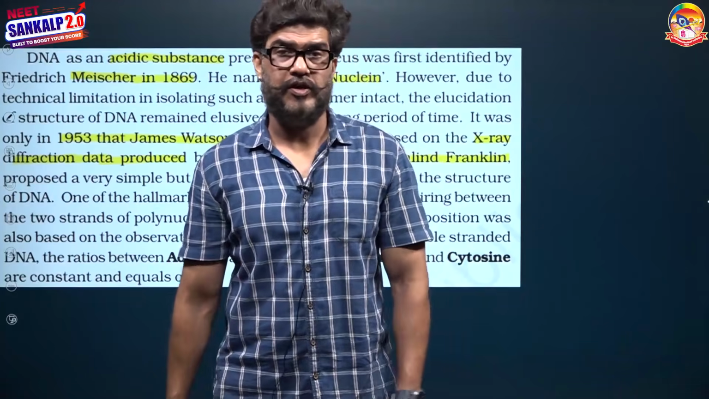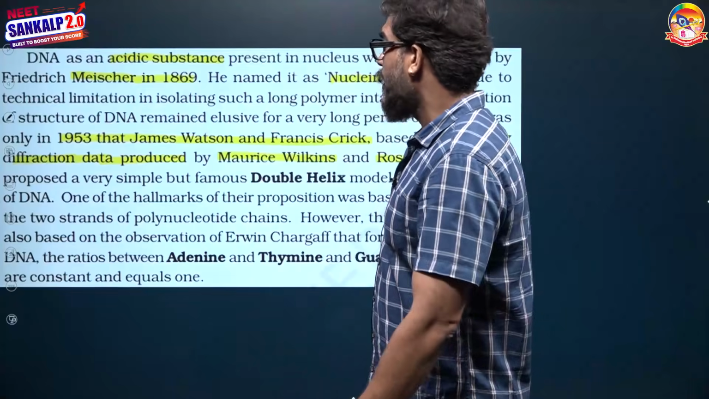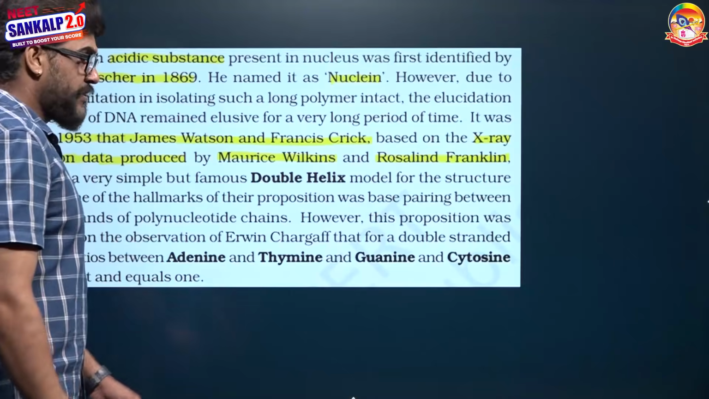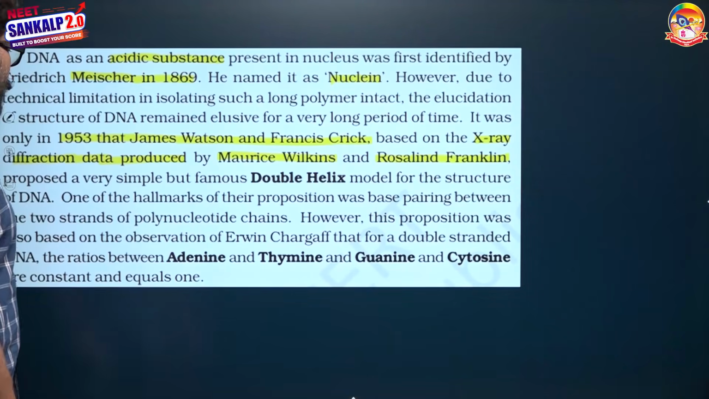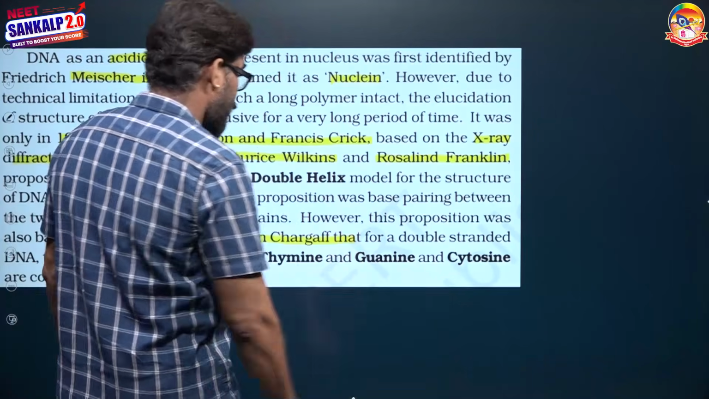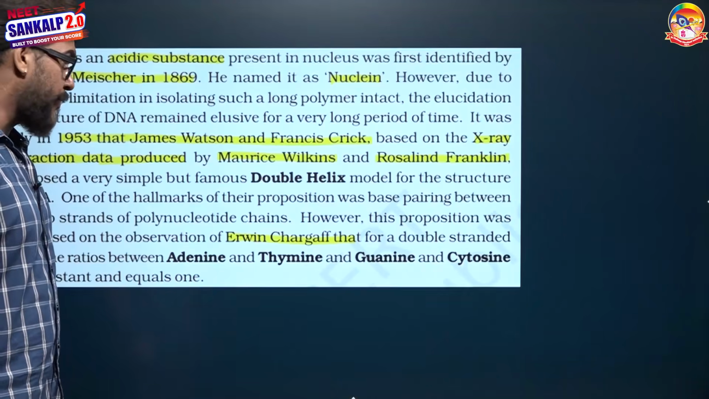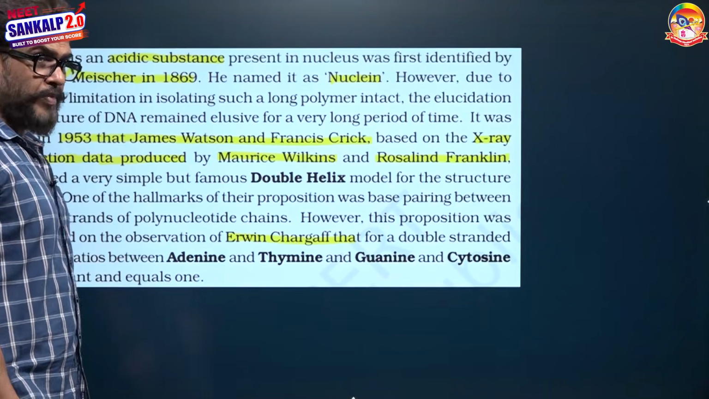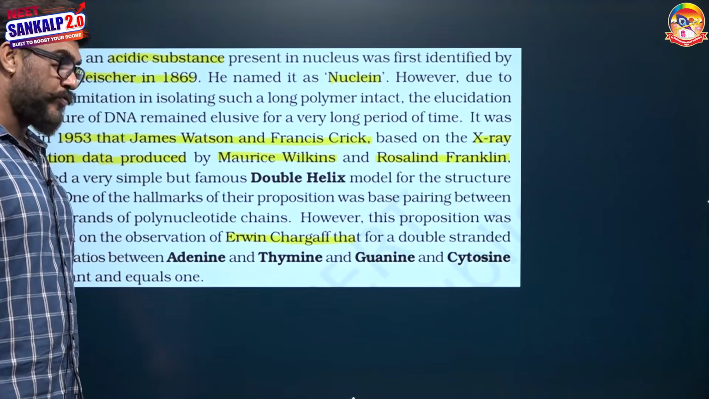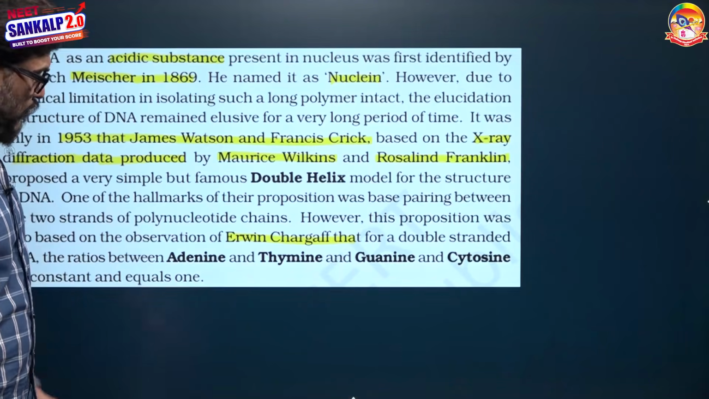The double helical structure was proposed by Watson and Crick, and for that they used X-ray diffraction data created by Wilkins and Franklin. One important contribution to this model was by Erwin Chargaff, who said that in double-stranded DNA, the ratio of adenine is equal to thymine and guanine is equal to cytosine. Whatever the number of adenines, the same would be the number of thymines, and similarly the guanine and cytosine numbers are also equal.